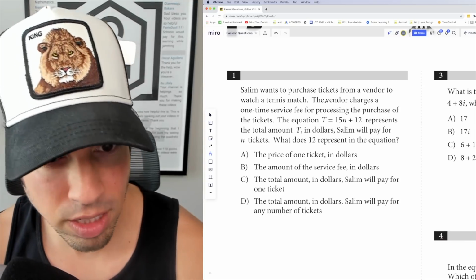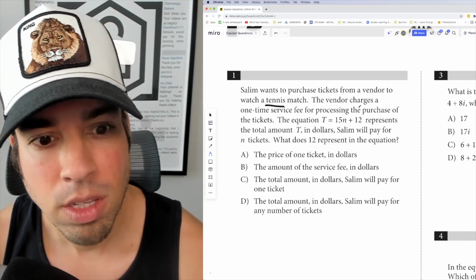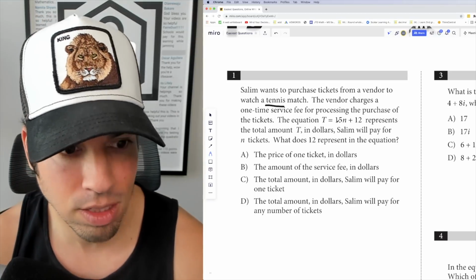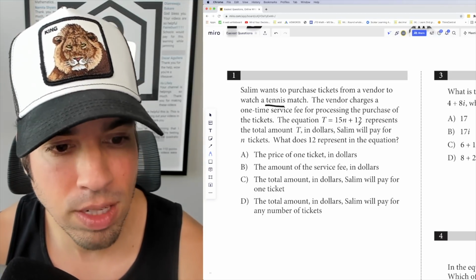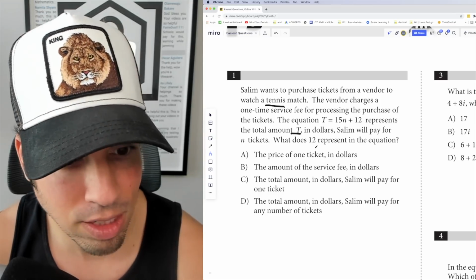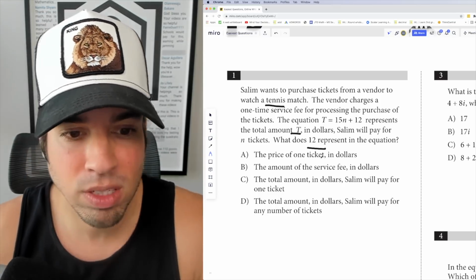Salim wants to purchase tickets from a vendor to watch a tennis match. The vendor charges a one-time service fee for processing the purchase of the tickets. The equation T equals 15N plus 12 represents the total amount T in dollars Salim will pay for N tickets. What does 12 represent in the equation?